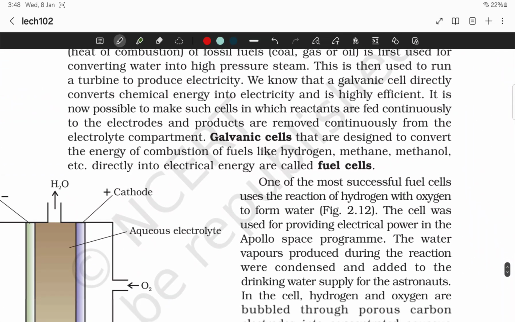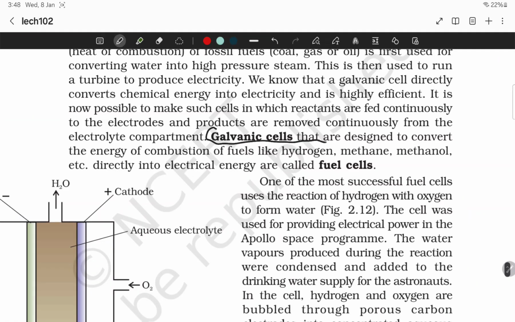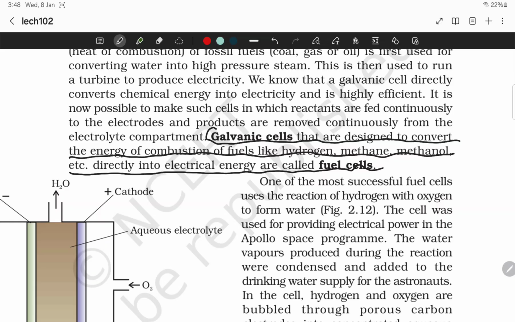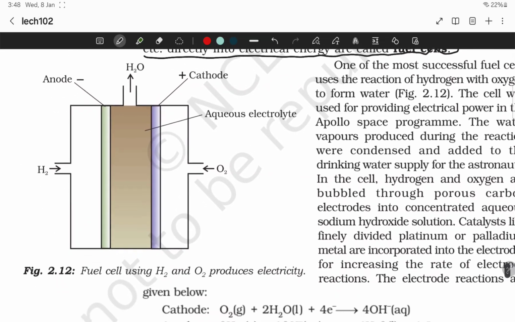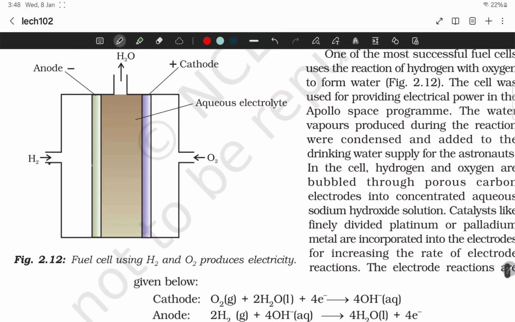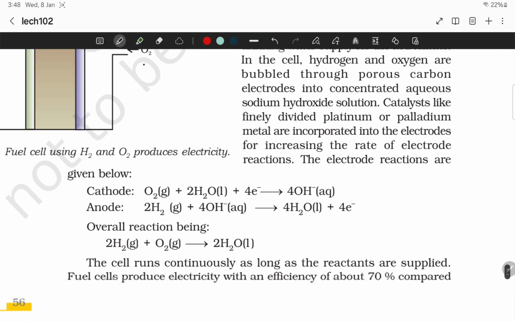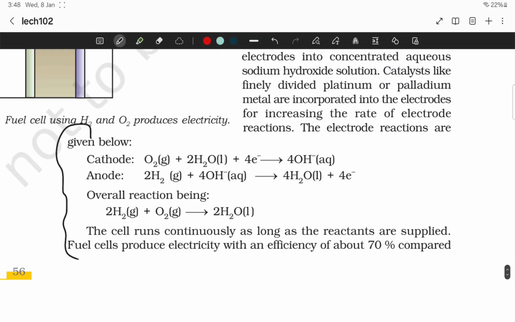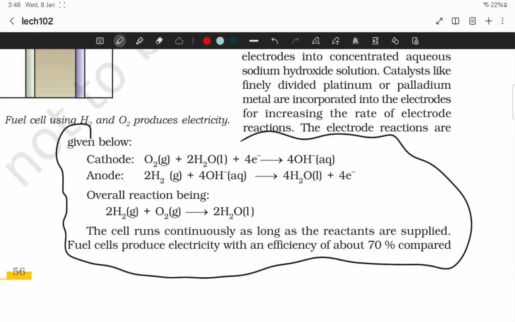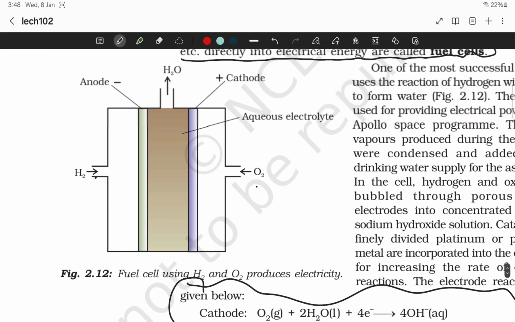Galvanic cells. What are fuel cells? They are galvanic cells designed to convert the energy of combustion of fuels like hydrogen, methane, methanol, etc. directly into electrical energy. They are called fuel cells. Just learn this part, that here hydrogen and oxygen can be burned together so that we get H2O.